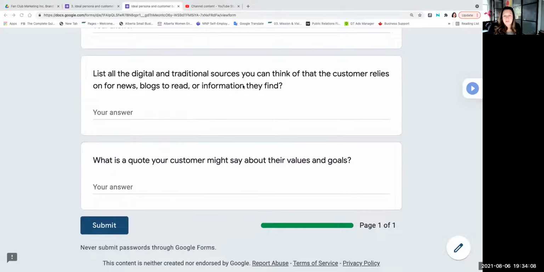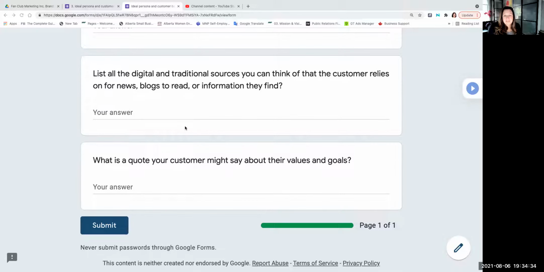So a couple other important questions: what sources do they go to for information? Are they heavy users of a certain type of social media platform, or do they rely on magazines or newspapers because their demographic tendencies put them outside of digital information? Or are they really young and they use all kinds of sources that are emerging?